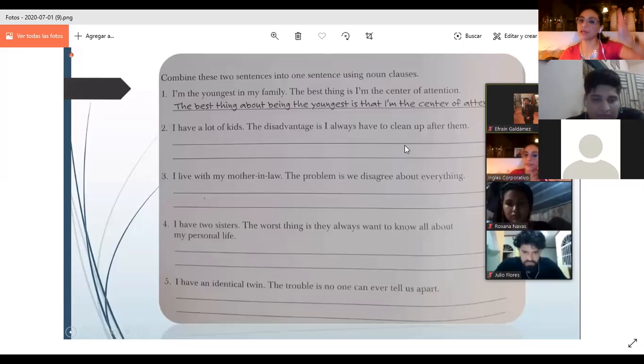So you have the verb be, then you have the relative clause. You're using an adverb of frequency, always. And then you said they always want to know, right? Yes. And that's the verb. Perfect. Efraín and Ivan, you're super good. Thank you. Excellent.